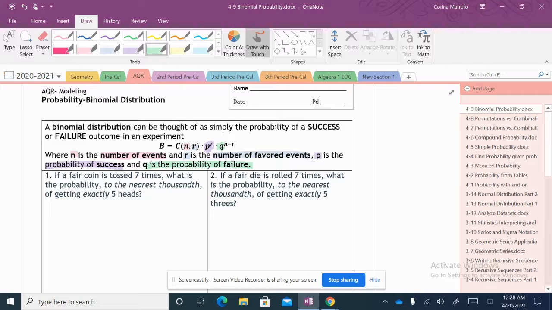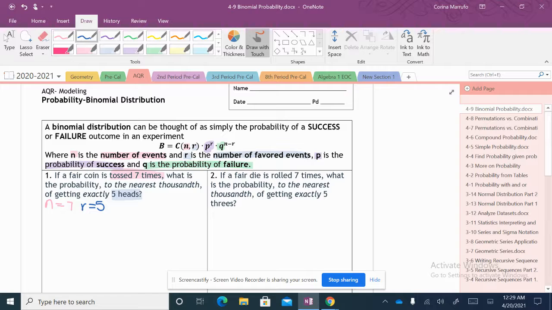So on here it says a fair coin is tossed 7 times. What is the probability to the nearest 1,000 of getting exactly 5 heads? So a fair coin is tossed 7 times, so the number of events we have is 7. So n is equal to 7. Then it says what is the probability of getting exactly 5 heads, so the number of favored events is 5. So r equals 5, because we want 5 heads.